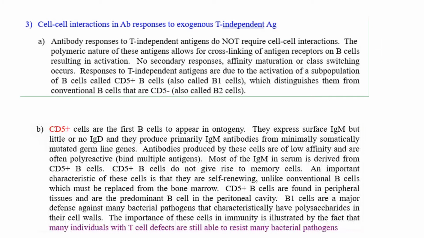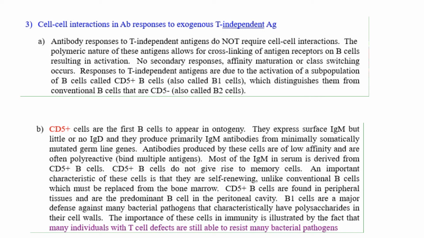Response to T-independent antigen is due to activation of a subpopulation of B cells called CD5 positive B cells, also called B1 cells, which distinguishes them from the conventional B cells that are CD5 negative, or what we call the B2 cells. So what is the importance of B1 cells, or CD5 positive cells?